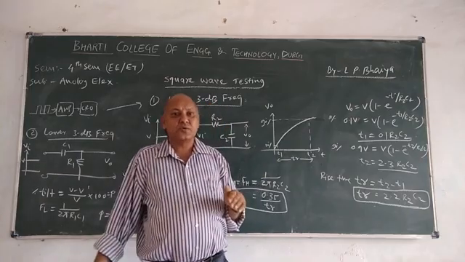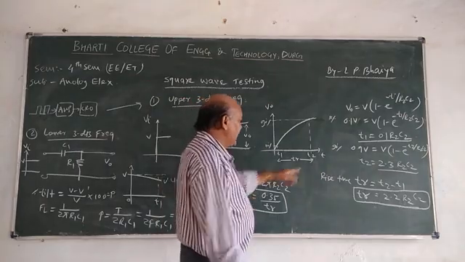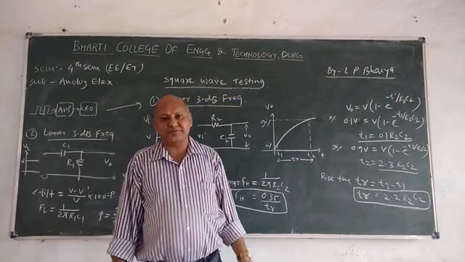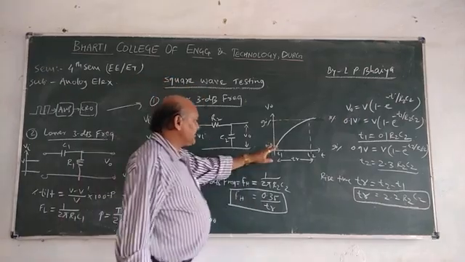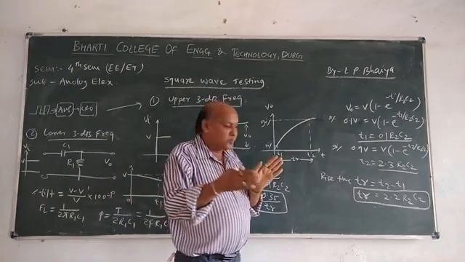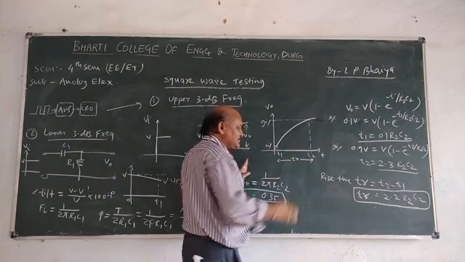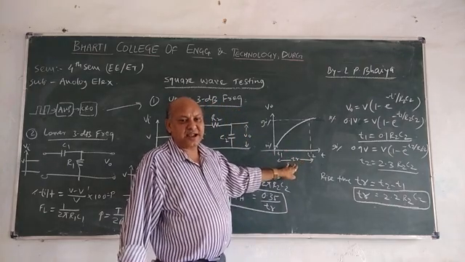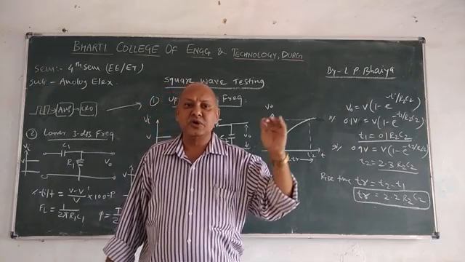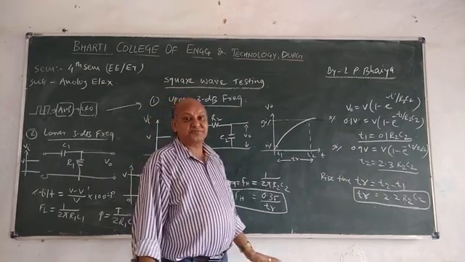This T1 is the time where the response reaches 10% of the maximum value, and T2 is the time where the response reaches 90% of the maximum value. So this is 10% and this is 90%. The difference between these two, T2 minus T1, is called the rise time. Rise time is the time required for the response to go from 10% to 90% of the maximum value. This is the definition of the rise time.